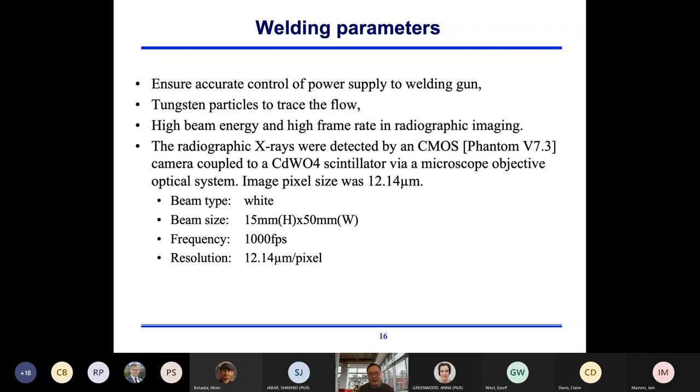So this is a conventional set of the welding parameters you want to use, and this is a bit of a summary. We use tungsten particles, and we use high beam energy and high frame rate in this radiographic imaging. We tried this kind of CMOS detector camera, to gain spatial resolution and also temporal resolution.